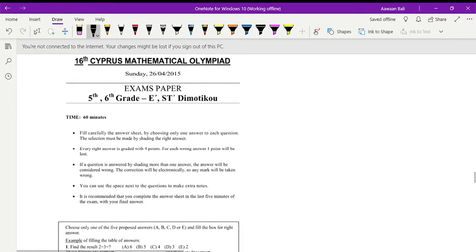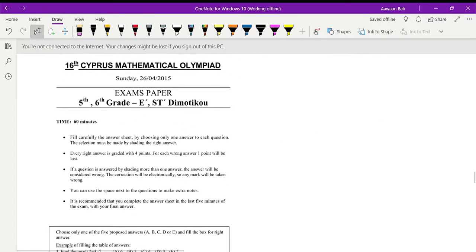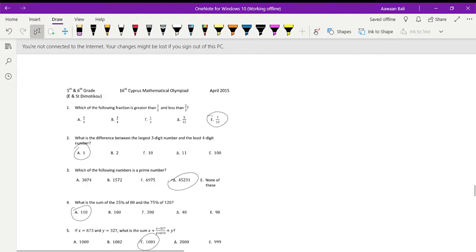This one is the 16th Cyprus Mathematical Olympiad. In 2015 this exam commenced, and it's for the 5th and 6th grade. So without further ado, let us begin.